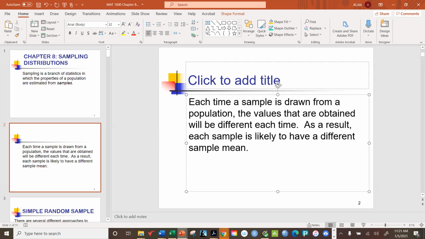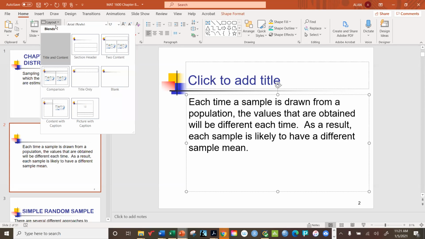So if I just keep randomly picking people, let's say I'm standing at the mall waiting for people to walk by, and I randomly pick 10 people and ask them their ages, I calculate the sample mean. Then I do the same thing over and over again. Each time, the chances are pretty good that the sample means I get will be different from each other.